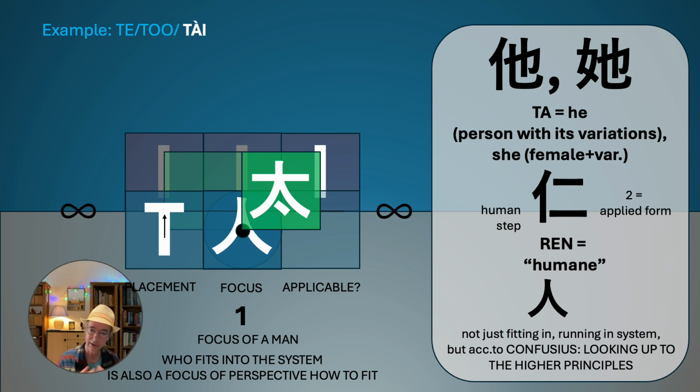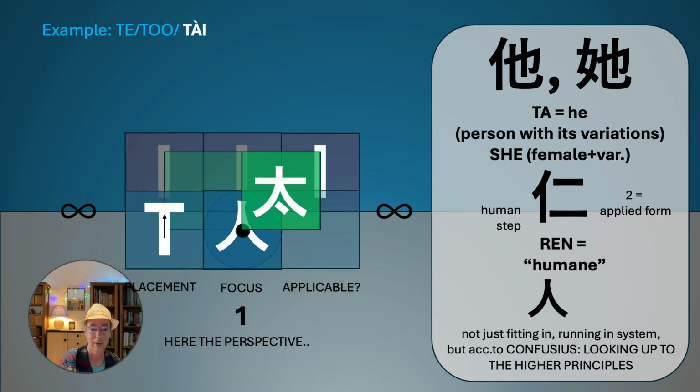And this jeune, it's not only fitting in and running into the system in a Confucian way, it's also looking up towards these higher principles, and that's also one of the meanings of this word. And I found it very interesting, because we have that perspective in the middle, this T, which here is getting out of focus, and actually says, yes, I have that placement with a focus, but the extras that I have, are they still applicable?